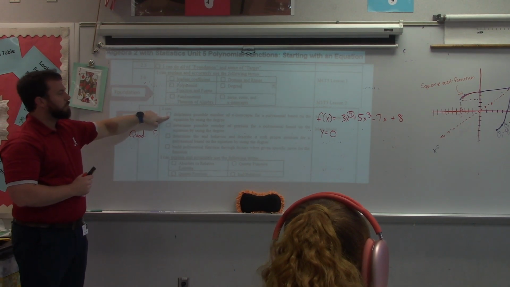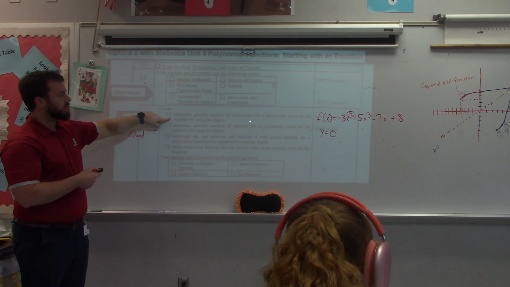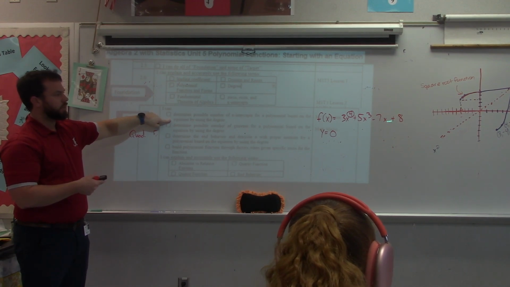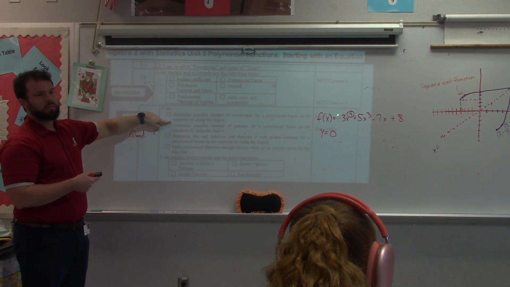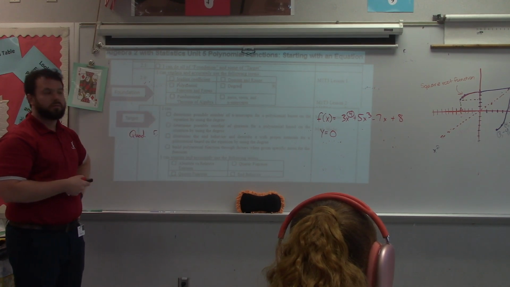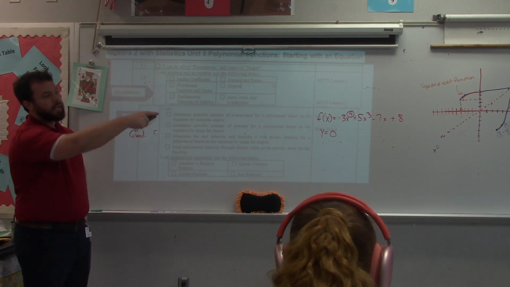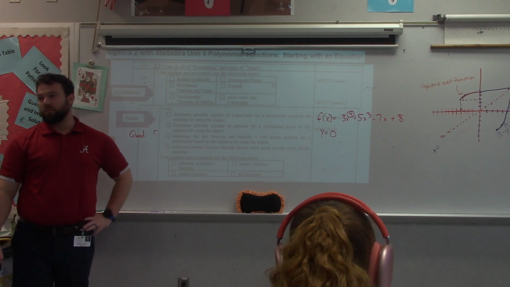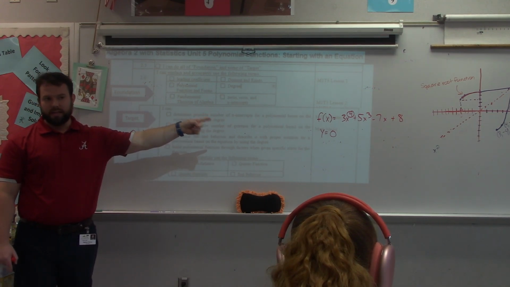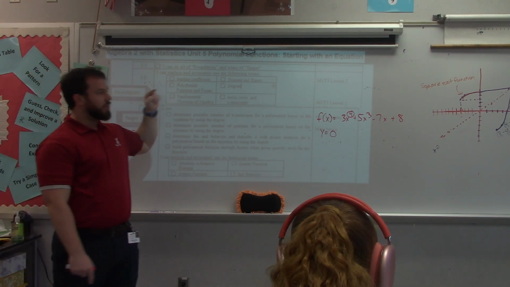Okay. In this target, here's what I need y'all to look at. How do we determine the maximum or the possible number of x-intercepts for a polynomial based on the equation? How many x-intercepts could this have? 4. 7? Because it's a 4 and it's a 3. 4, buddy. It's not factored form. What form is this in? Standard. So if it's in standard, I just look at the highest power.